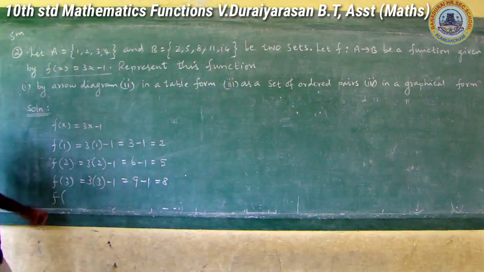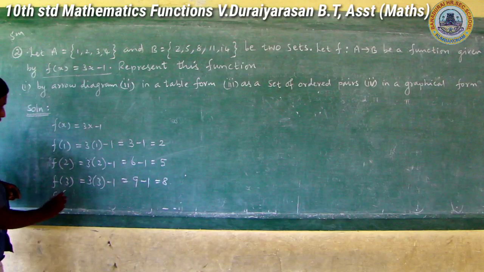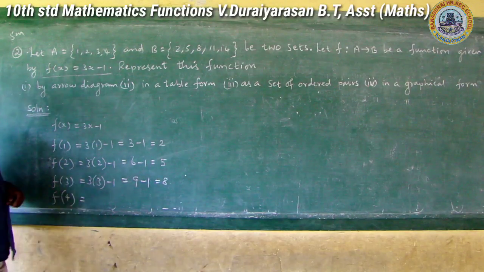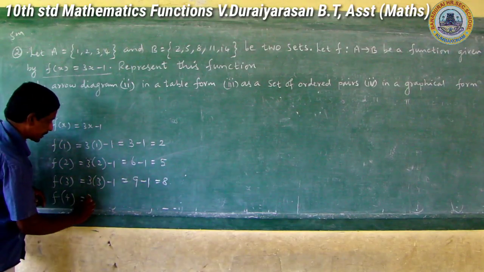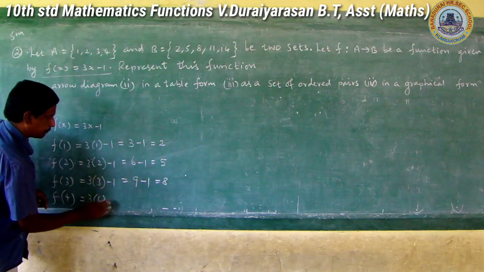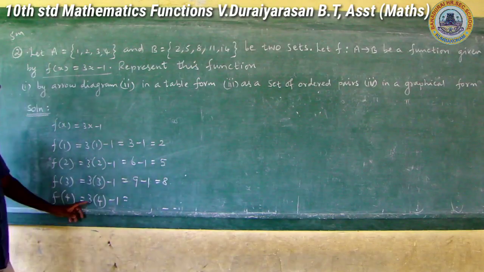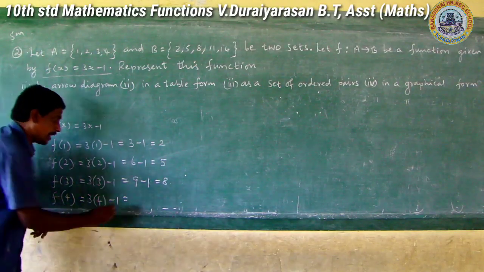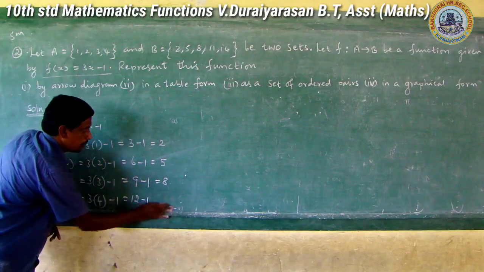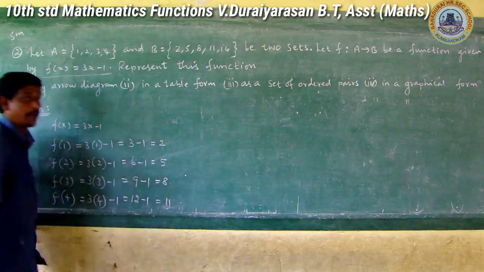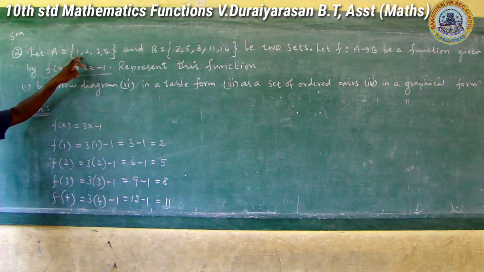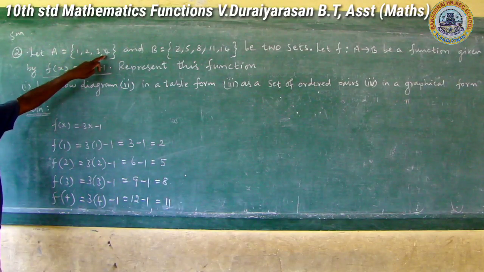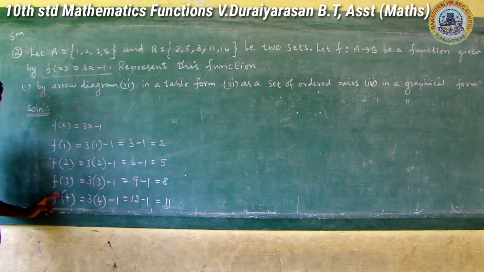Next, substitute x is equal to 4: 3 into 4 minus 1, 3 4s are 12, 12 minus 1 is equal to 11. Only 4 numbers are given, so substitute all the numbers.